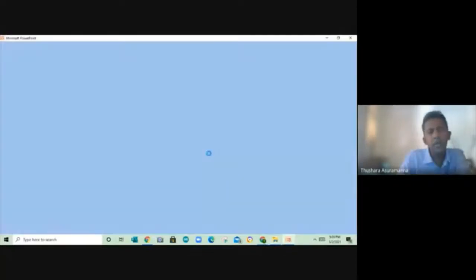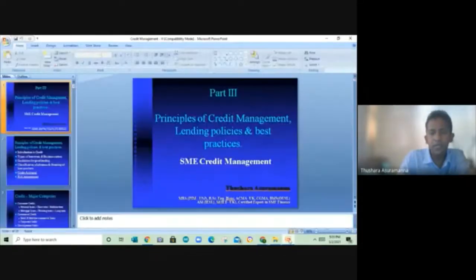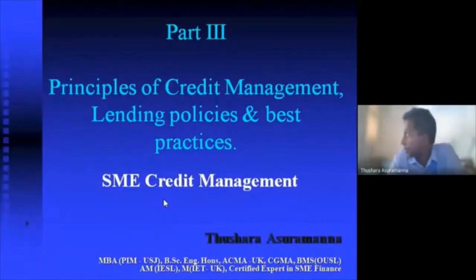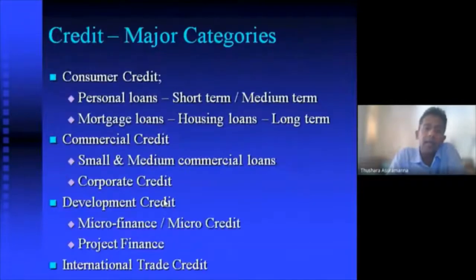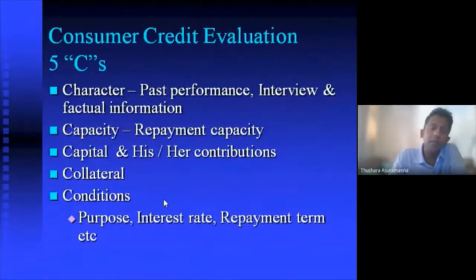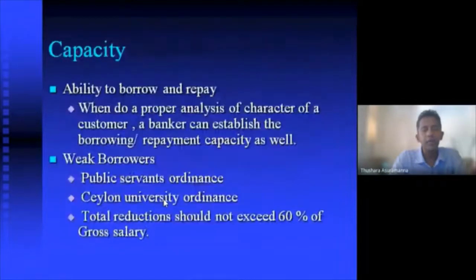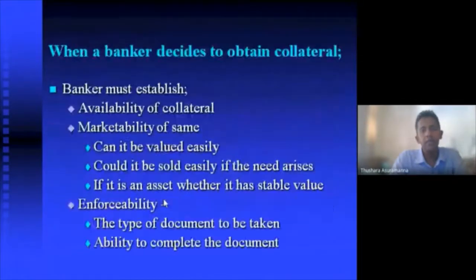Then today we started part 3. Last week we did character as one of the 5 C's, and here again we learned about the 5 C's in detail. What is character? What is capacity? What is capital? What is collateral? What is condition? Important again for the exam, and we try to write a short note on each. So what is character, and what are the facts? What is capacity, capital, collateral, and security?